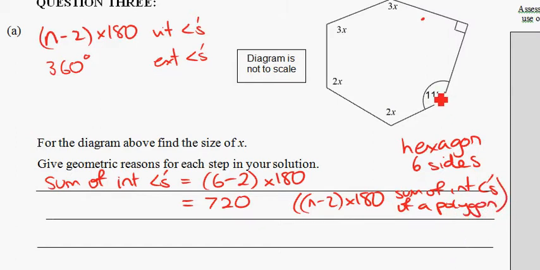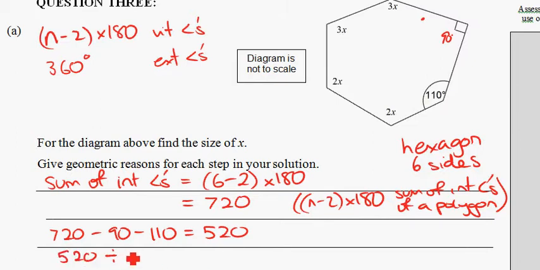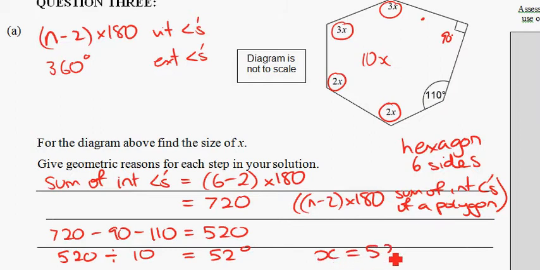If we subtract the 110 and the 90 away from 720, minus 90 minus 110 gives me a total of 520, and then 520 divided by, we've got 3 and 3 is 6, 7, 8, 9, 10, 10x altogether. So if we divide that by 10, we'll get 52 degrees. X equals 52 degrees.